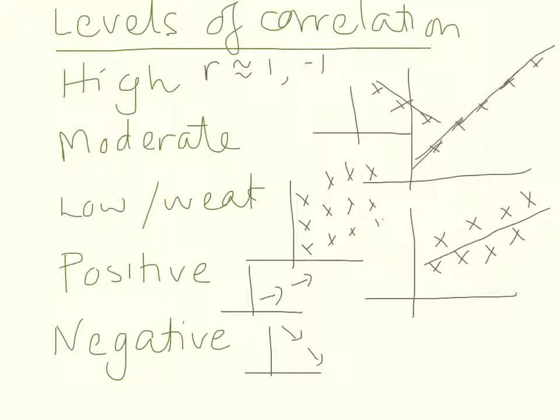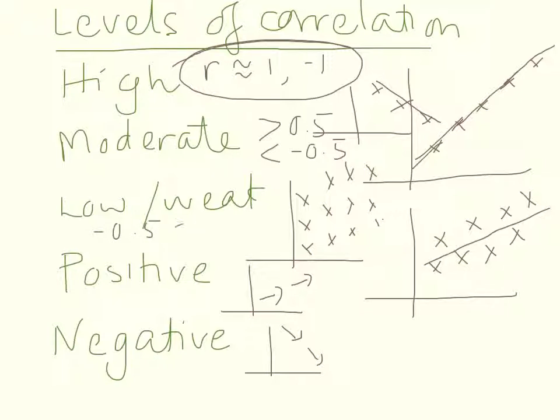I should mention a bit about the R values. So a high correlation is when R is close to 1 or -1. Moderate is above 0.5 or below -0.5. Low or weak is below 0.5, i.e. in between -0.5 and +0.5. And that's not a very strong relationship. Positive, R will be bigger than 0. Negative, R is less than 0.